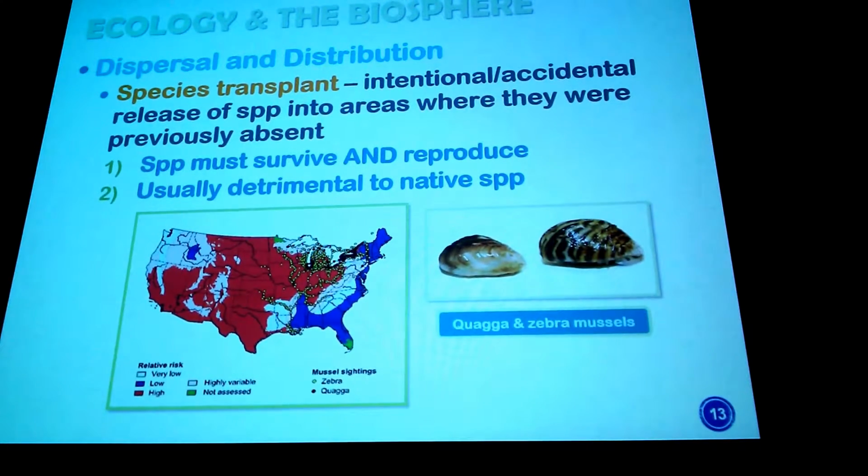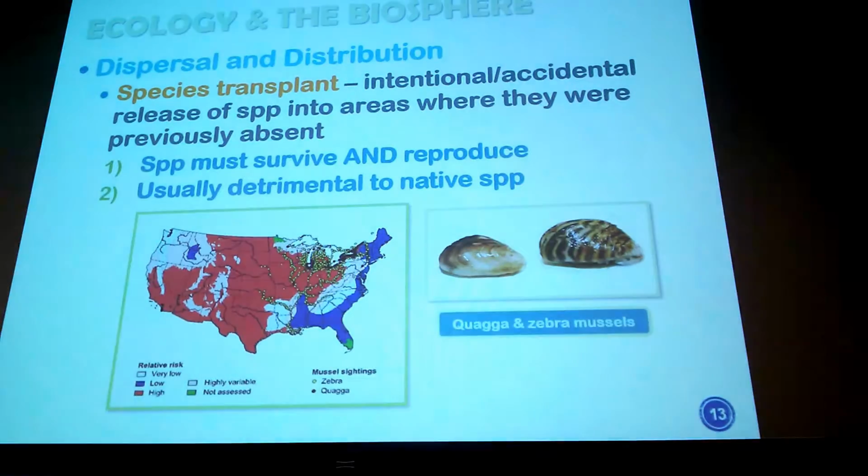So you take the boat out of the lake, take it over the river, put it in the river. They can survive from like one week to the next and then go into the river. Now you spread it from one source of water to another. The other thing is intentional accidental release.